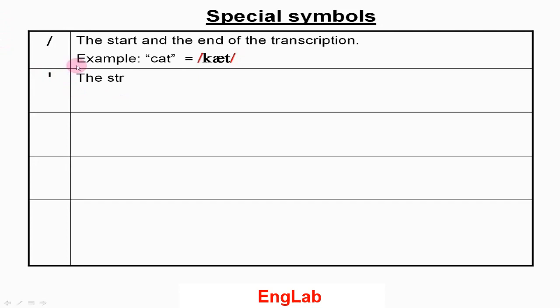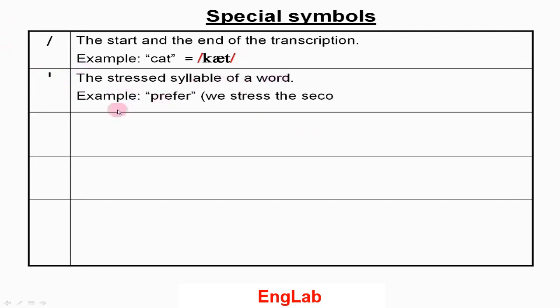And this symbol shows the stressed syllable of the word. Example, the word prefer. Here we have stress on the second syllable. So in IPA we show that with this symbol here. To show the stress we use this symbol. Prefer.